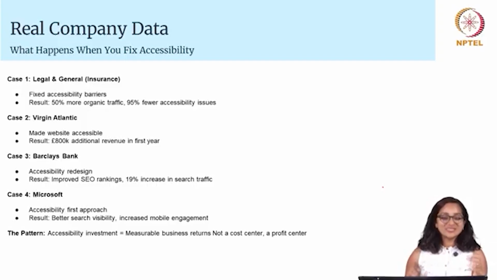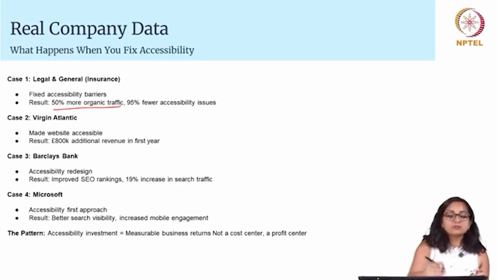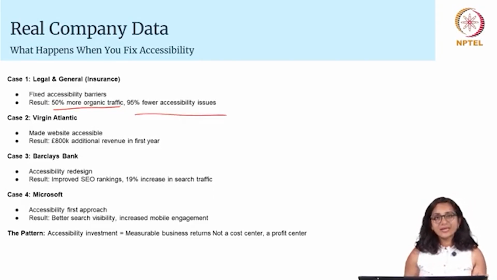What happens when you fix accessibility? First is Legal and General insurance. They fixed accessibility barriers, which resulted in 50% more organic traffic and 95% fewer accessibility issues. The second case is Virgin Atlantic. They made their website more accessible, which resulted in additional revenue in that particular year.